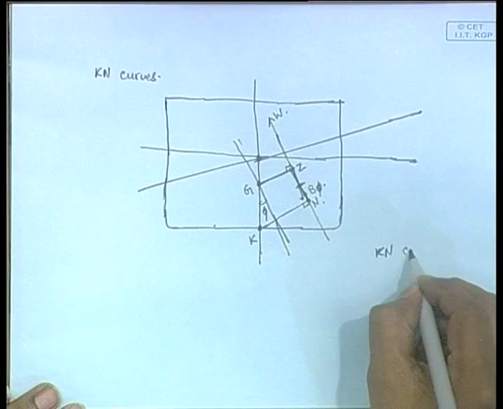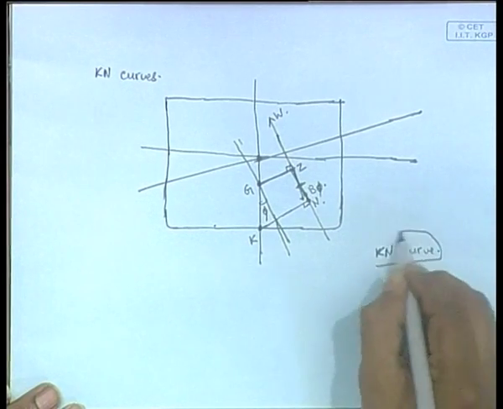K will be fixed; K is the keel of the ship. Now, the curve that is traced out by the movement of n is known as the K n curve. So, this is what we call the K n curve.